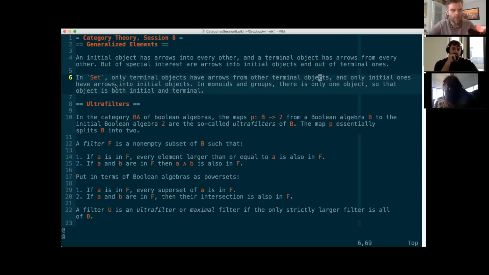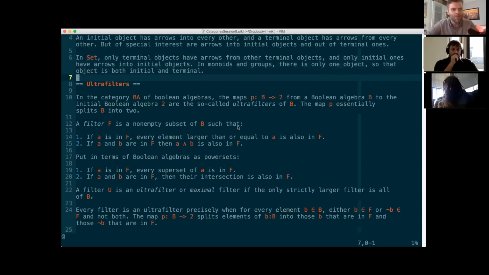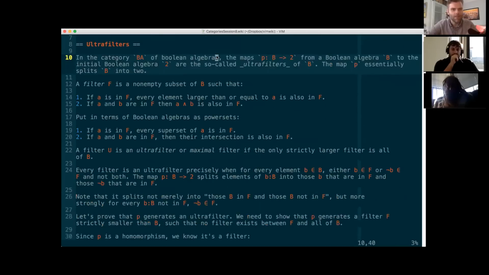And only initial ones have arrows into initial objects. So if a set has arrows into initial objects, then that thing is the empty set. And in monoids and groups, every object is both initial and terminal since there's only one object, right? Okay, so then he goes on to give an example of some interesting categories that have objects with arrows into initial ones and out of terminal ones.